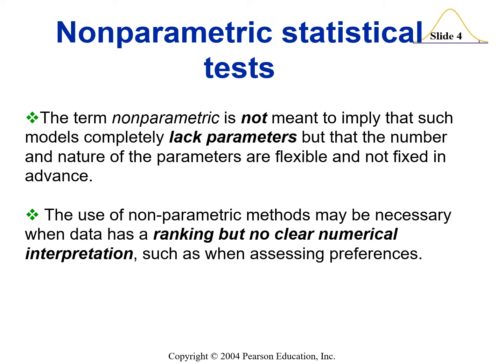The use of non-parametric methods may be necessary when data has a ranking but no clear numerical interpretation, such as when assessing preferences. The second point is that non-parametric methods are appropriate when we have data in terms of ranks and not real numerical interpretations. For example, when we have data on a Likert scale of 3, 5 or 7, it is preferable to use non-parametric instead of parametric tests because the data are arranged in ranks and not real numerical numbers.